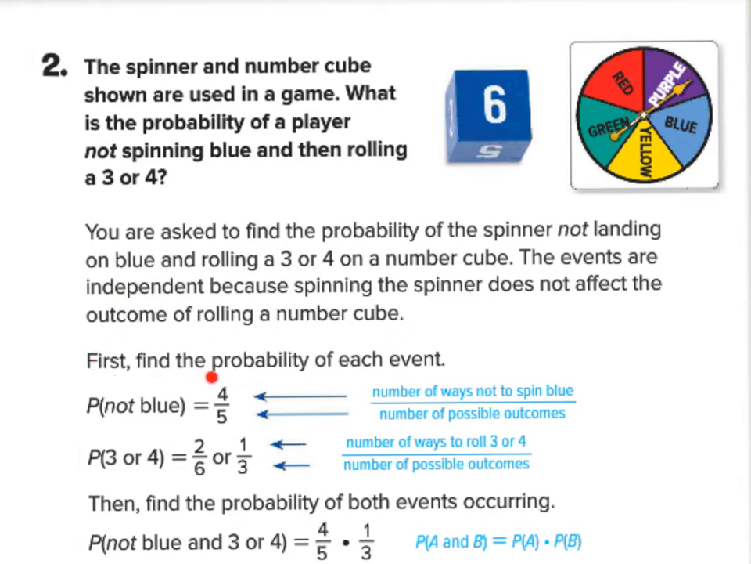First, find the probability of each event. So, probability of not blue, it's 4 out of 5, right? You can land on a yellow, green, red, or purple. Those are 4 out of 5. Chances are you're going to not roll a blue. And then we have here probability of rolling a 3 or 4. Well, those are 2 numbers out of the 6 numbers. If you simplify that, it's 1/3. So now we have 4/5 times 1/3.